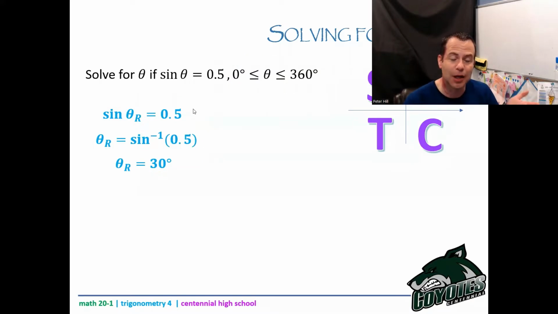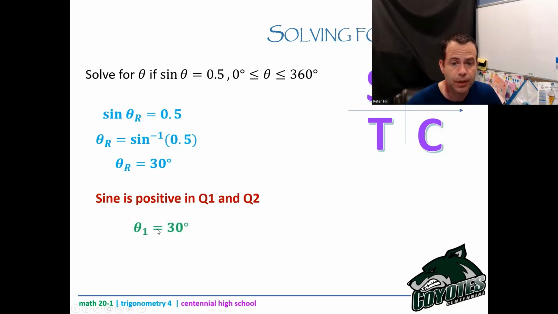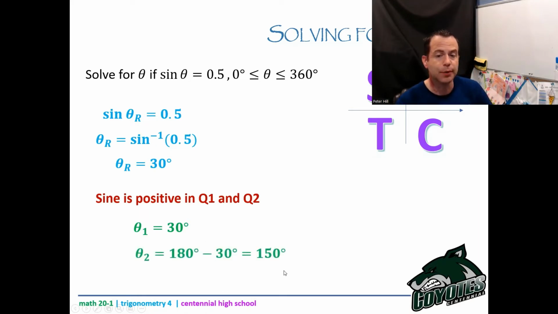Now I need to apply my knowledge of what 2 quadrants I'm in and apply that reference angle to the 2 quadrants, okay? So I say sine is positive in quadrant 1 and quadrant 2. So my first value for theta will be 30. That's the one from quadrant 1. My second value for theta will be 180 minus 30 if the reference angle of 30 is in the second quadrant. Okay, so I have two answers, 30 degrees and 150 degrees.